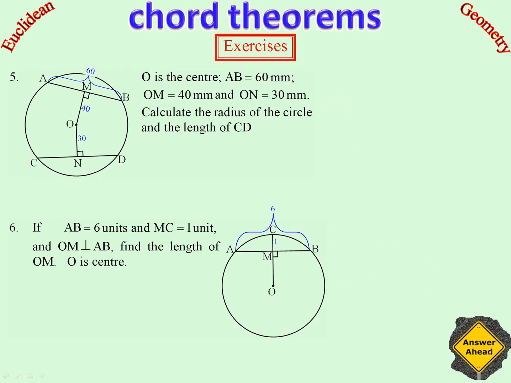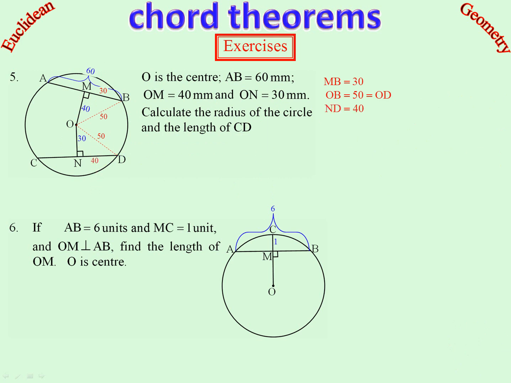Calculate the radius of the circle. Well, we can get it from this part, and hence the length of CD. Well, once we know the radius, we can go into this part. So that's half, 30. Reason being chord theorem. Now we have a 3, 4, 5 triangle, therefore the radius is 50. Notice I've drawn that in 2 to show it. Now we have another 3, 4, 5 triangle on this side, right angle triangle, 40. Therefore CD is 80.